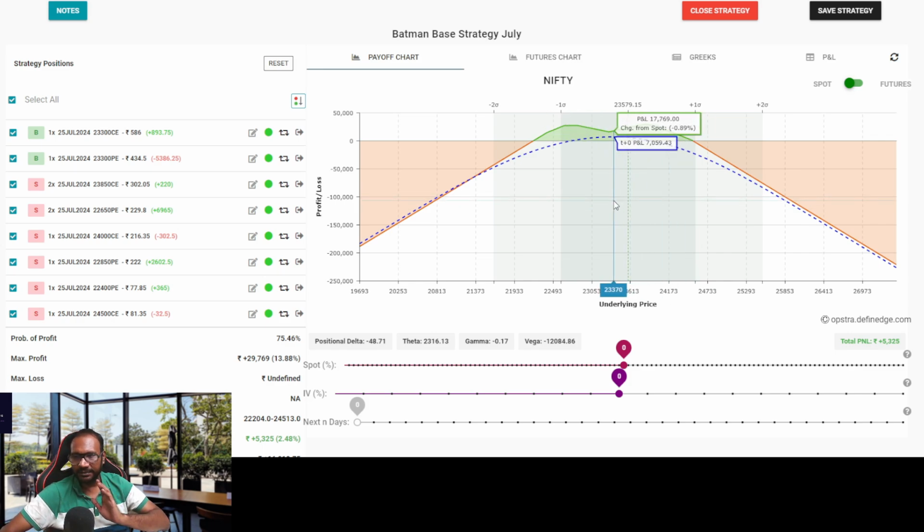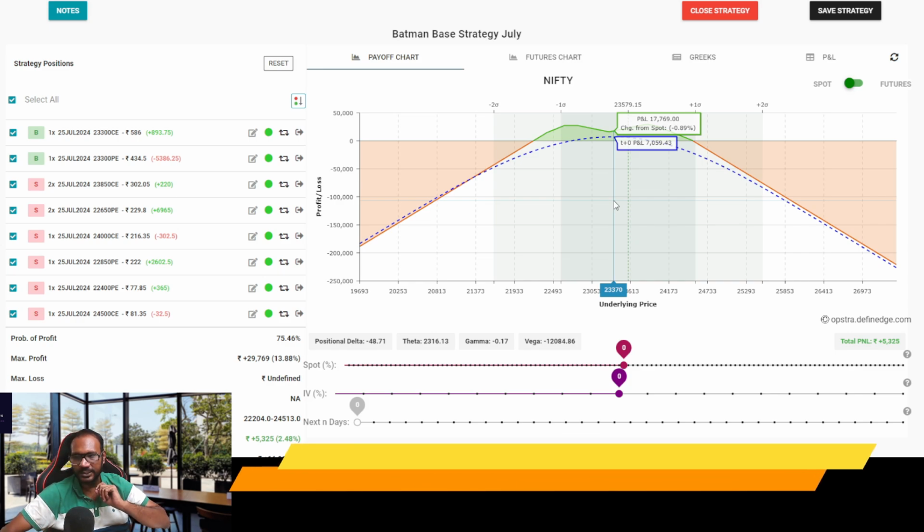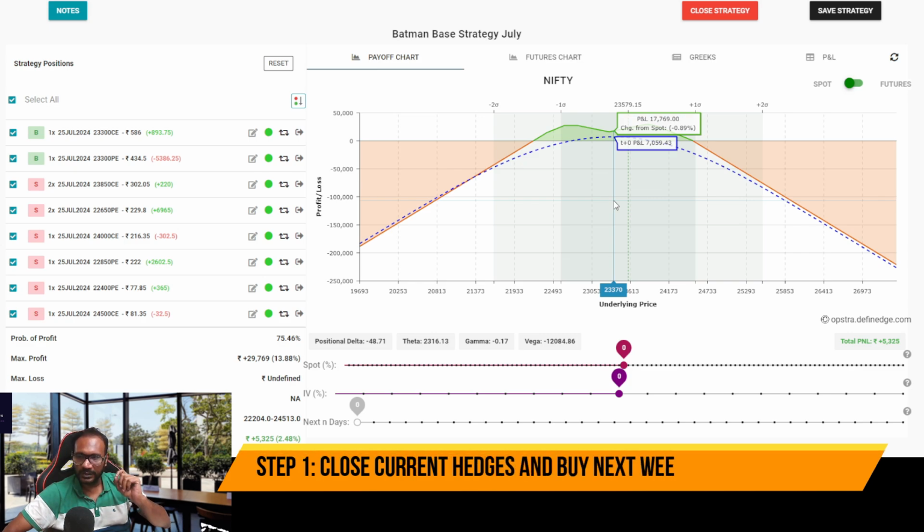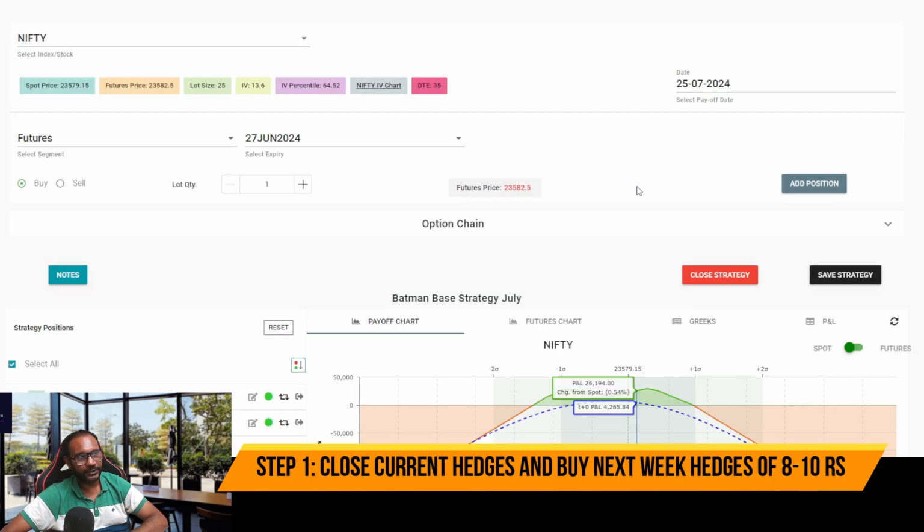Now, what is the kind of adjustment? I will talk about it. First, let's do the basic thing that needs to be done, which is closing the current week expiry edges and then taking a fresh edge for next week. So that's the first thing that we are going to do.